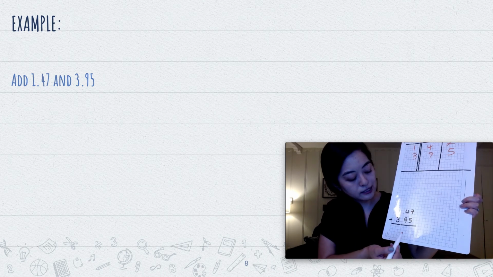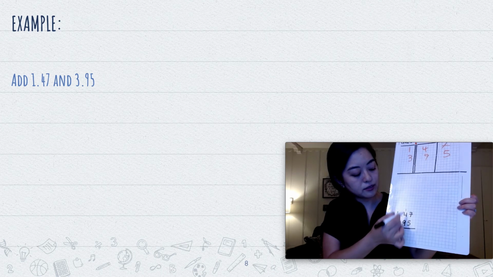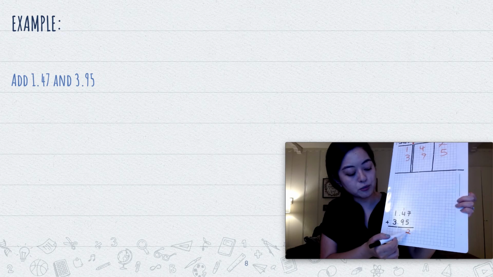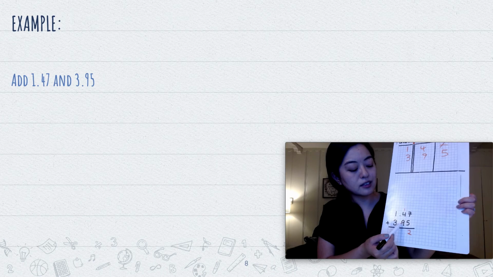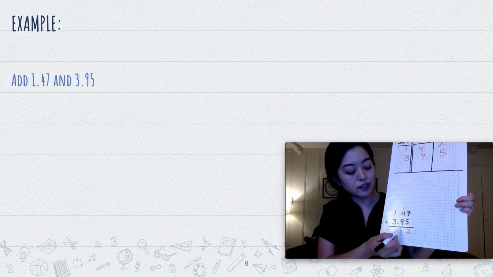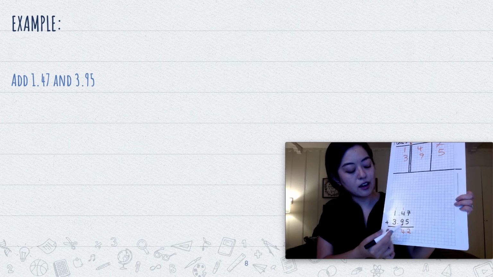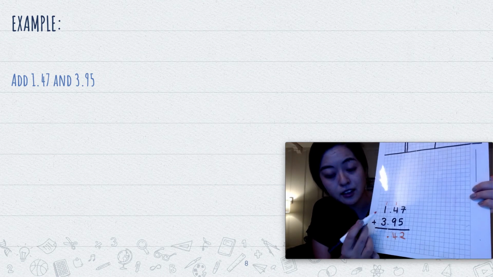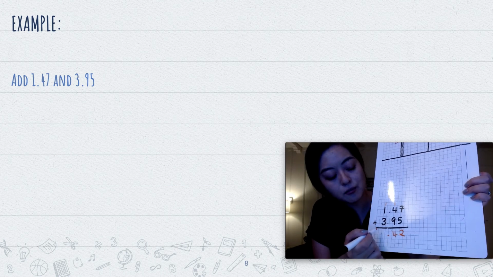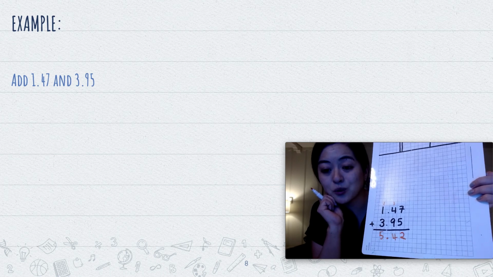Okay, so let's take a look when we add. 7 and 5 make 12. Okay, so I regroup there, right? And 1 and 4 is 5, plus 9 is 14. Okay, so then I have to regroup again. Here's my 14. Okay, and I'm gonna put my decimal point. I can't forget my decimal point. Okay, and then 1 and 3 make 5. So 5.42 is your answer.